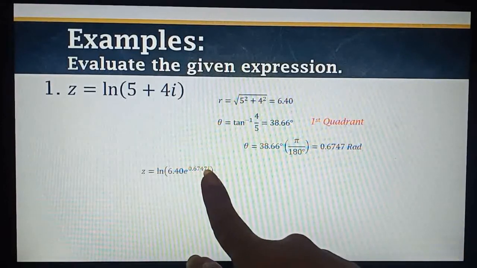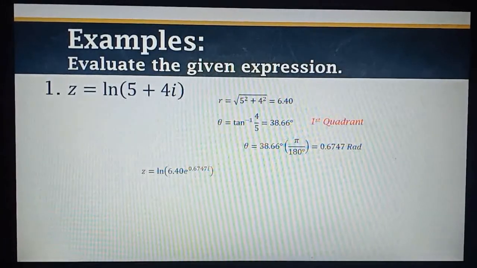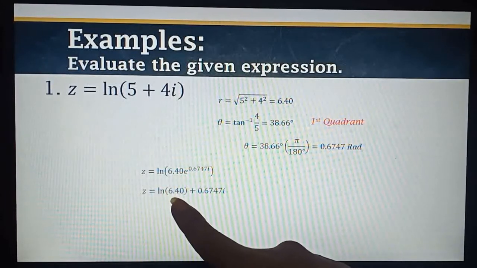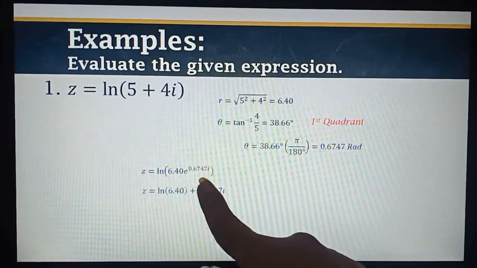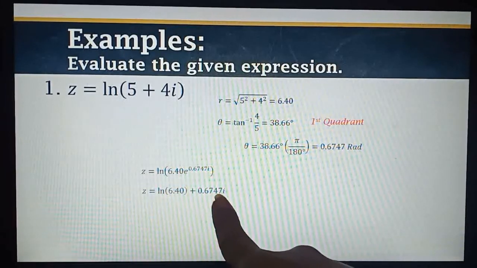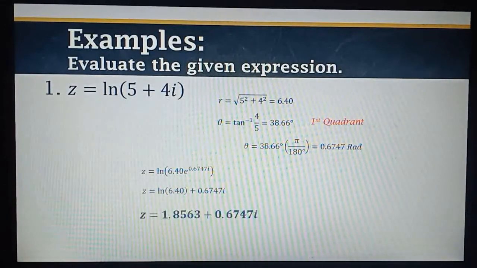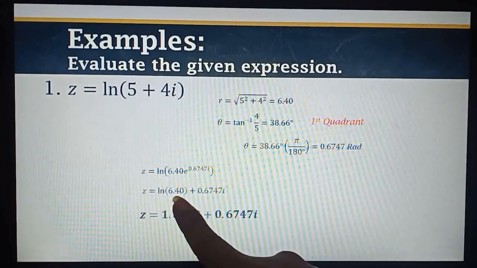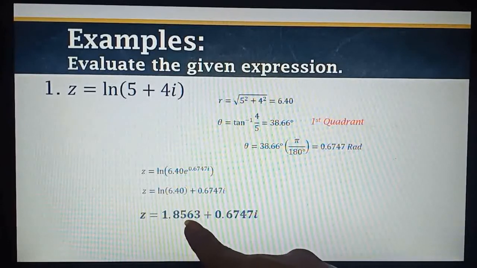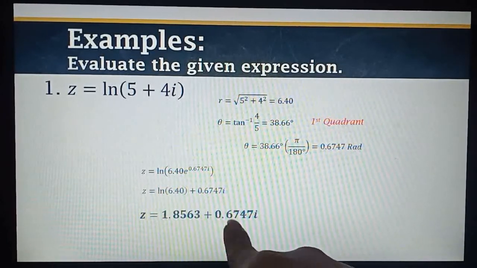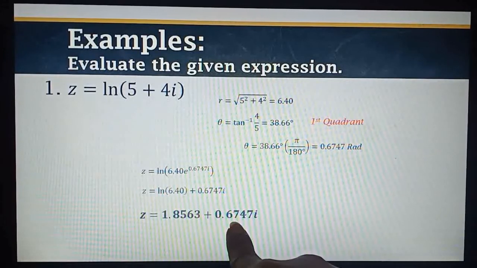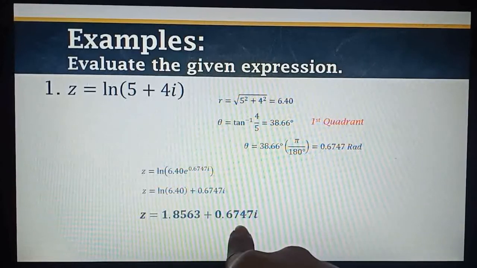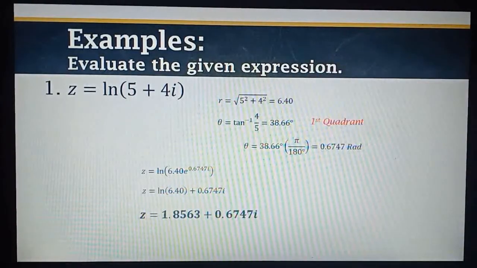0.6747 multiplied by i. Then applying the ln of r plus theta i, you will now have ln of 6.4 plus the theta, which is 0.6747 multiplied by i. Now evaluating your ln of 6.4, that is 1.8563 plus your 0.6747i, and that is now your equivalent value for the ln of 5 plus 4i.